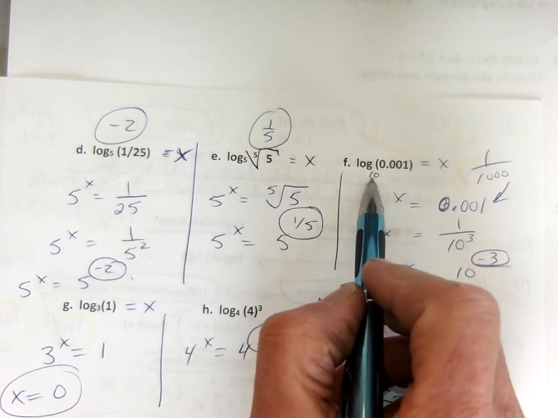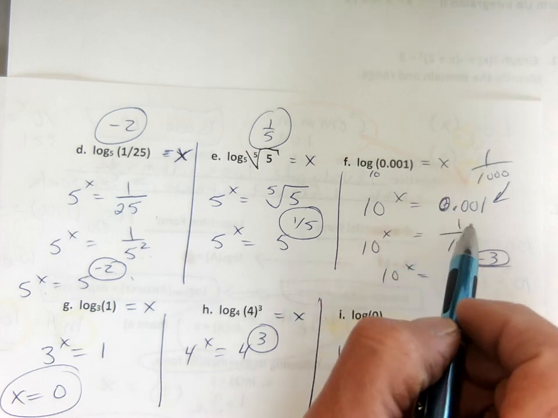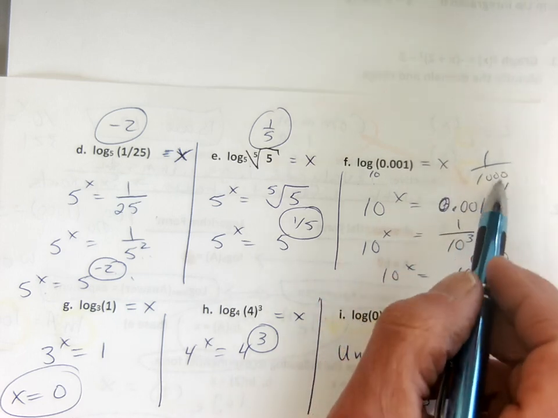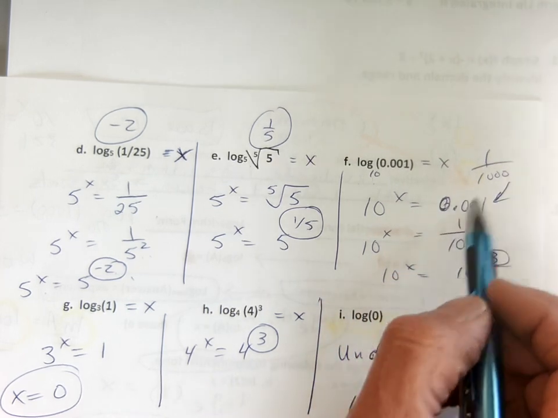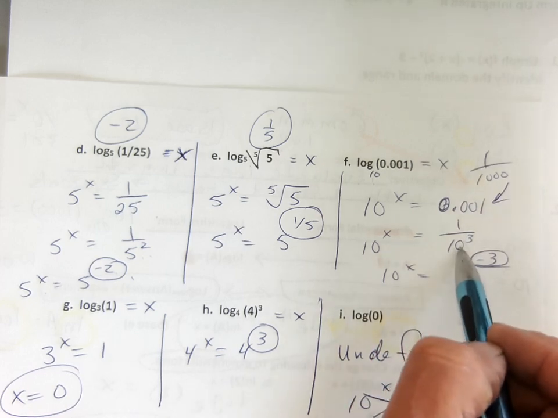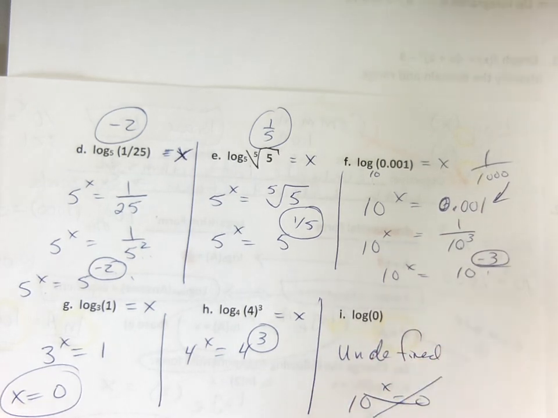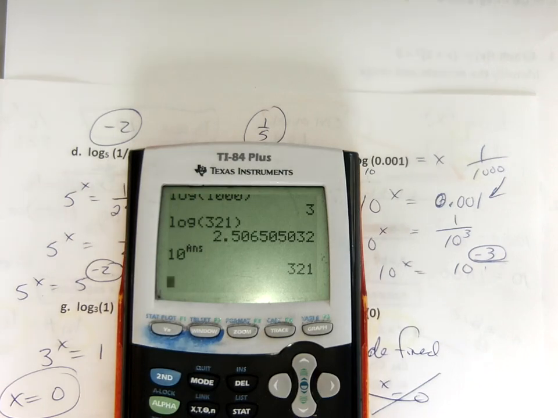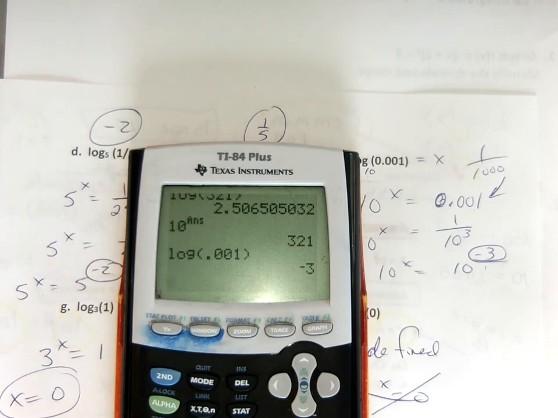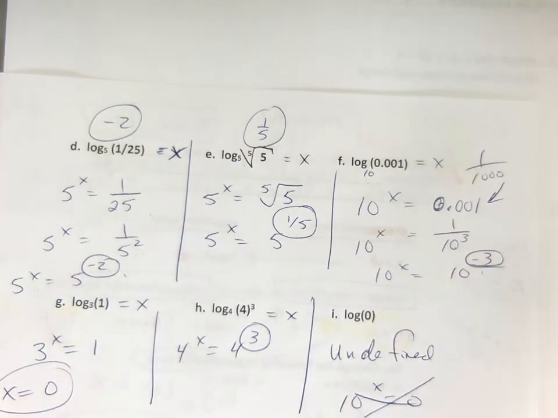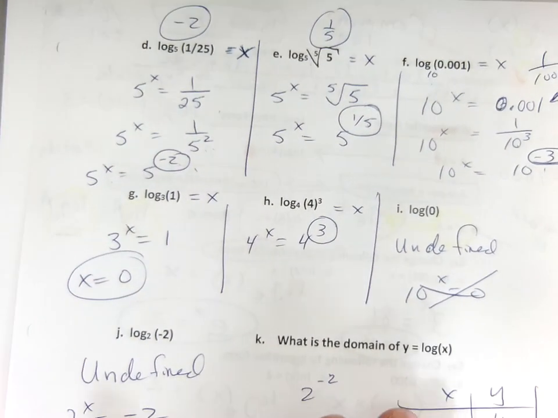So 10 to the x equals 0.001. Well, that's the same as 1 over 10 to the third, x is negative 3. Now you can check this on your calculator because if it's a basic log, you can do it. Like a log of 0.001, and what do you know? Negative 3. Sure. So if it's base 10, you can do your calculator, okay?